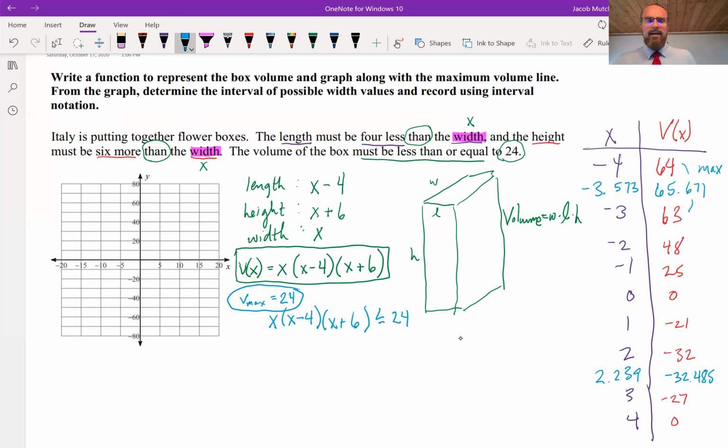So let's graph that. I'm going to pick up my red here. So negative 4 is at 64. So on my graph, I see the scale is by 5. So I have to estimate here. So negative 4, 64. Negative 3.573 is at 65.